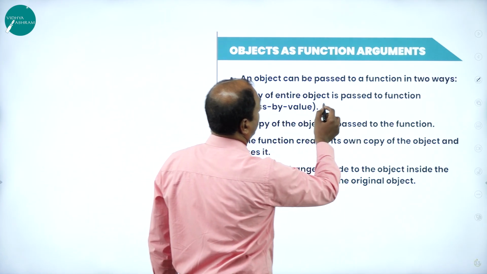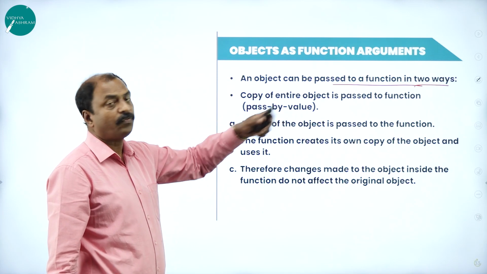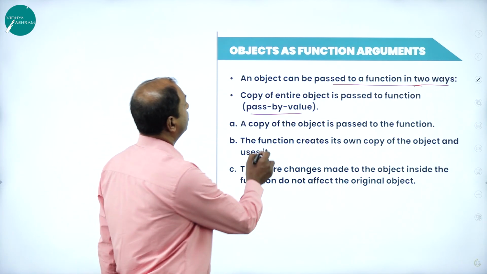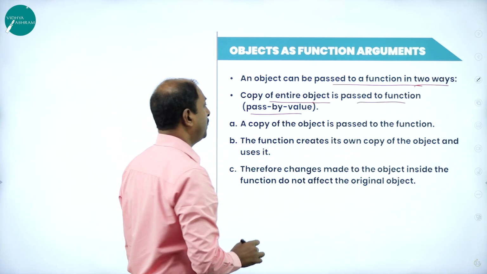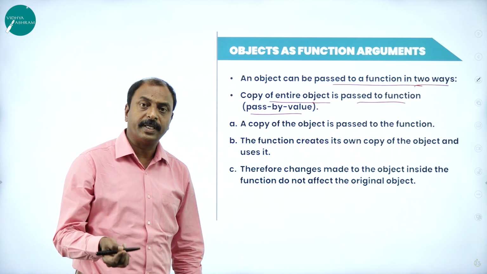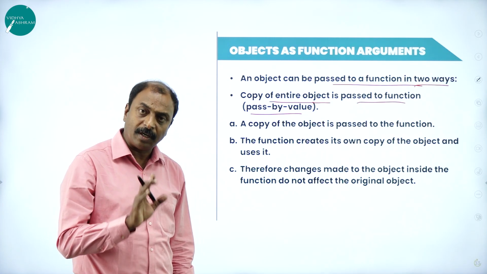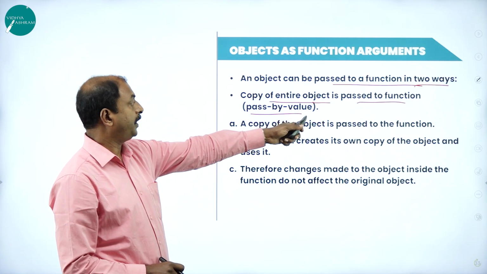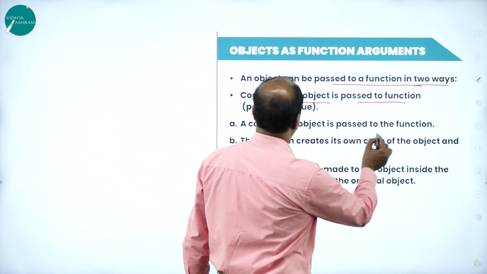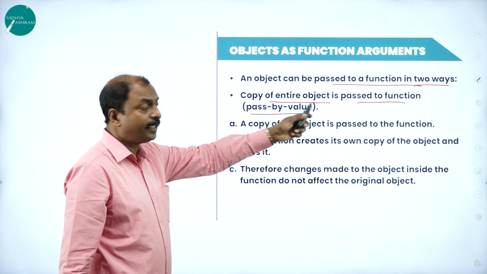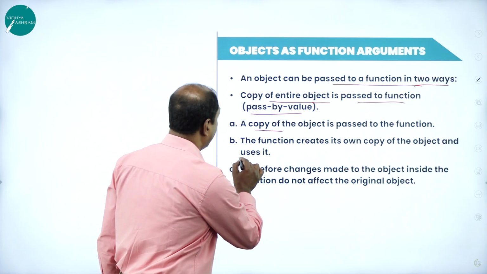Now an object can be passed to a function in 2 methods. There are 2 methods to pass an object to a function. Here the first one is pass by value. Here the copy of the entire object is passed to a function. So as we are passing an object as an argument, the copy of the entire object is passed to the function argument. This is the pass by value method. In the pass by value method, a copy of the object is passed and the function creates its own copy of the object and uses it.